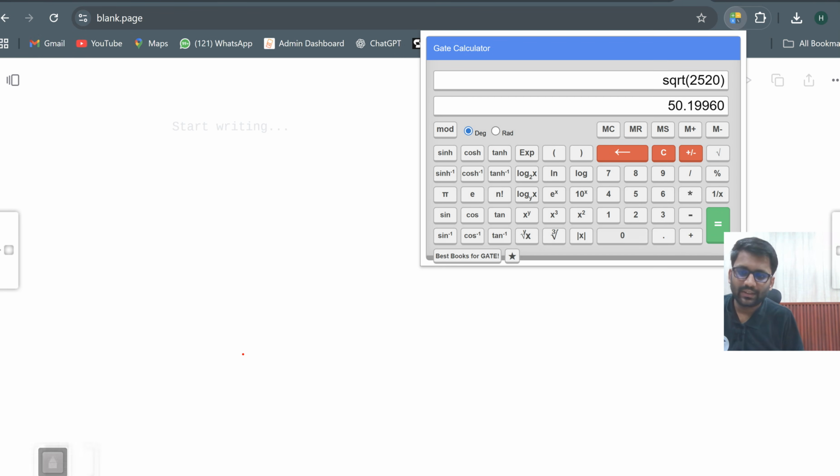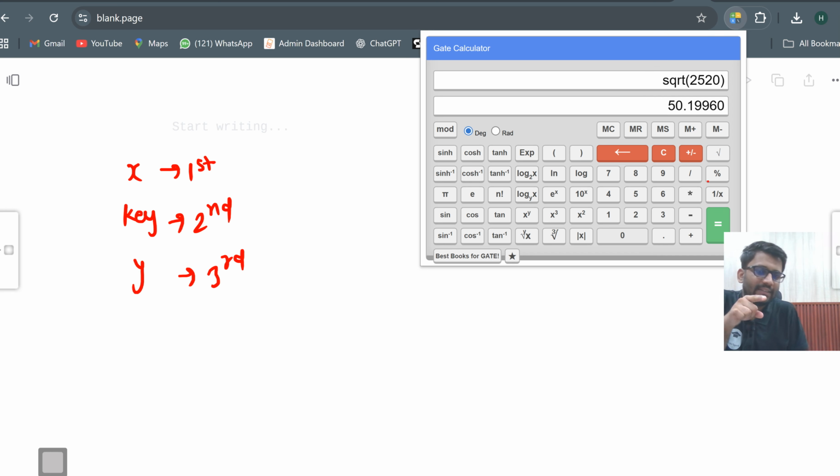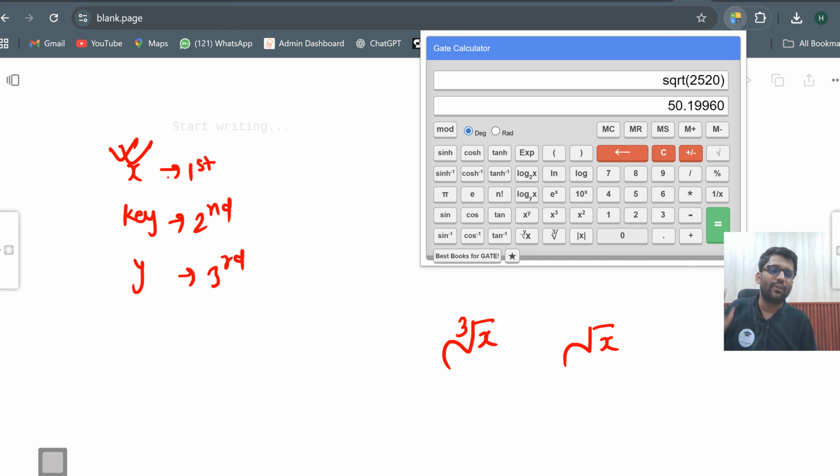In the GATE virtual calculator, there are three things: X, key, and Y. This would always be your first input, this would be your second input, and this would always be your third input. And if there is nothing written, let's say only a square root is written, that means inside it there is X. Here you see only a cube root is written, so inside this there is X. Whenever there is nothing written, that means X is there. Is that clear to you? So X will always be your first input.